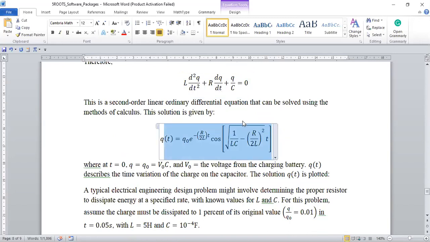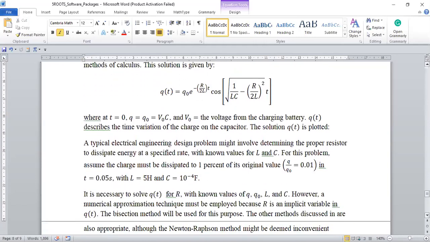You can use integration to solve it, or you can use Laplace to solve it. When you solve this, you arrive at this, and this is the initial condition by which we arrive at the exact solution for this particular differential equation.